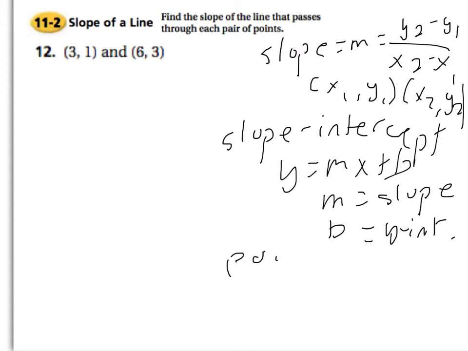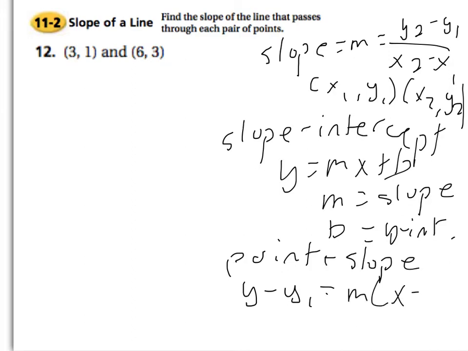Lastly, the other equation that we learned was point slope. Point slope was y minus y1 is equal to m times x minus x1. Make sure you guys know these different equations. I know it's kind of messy, but hopefully you should already have that.